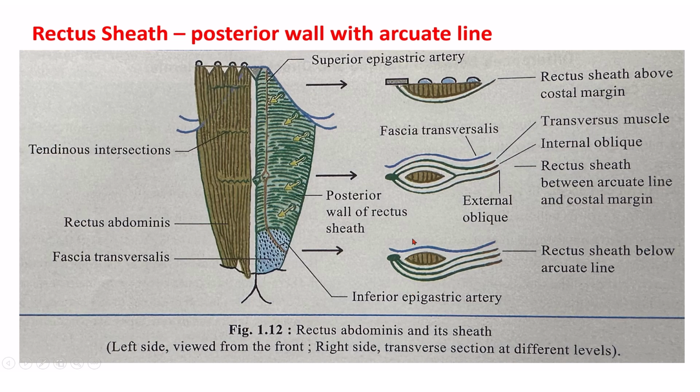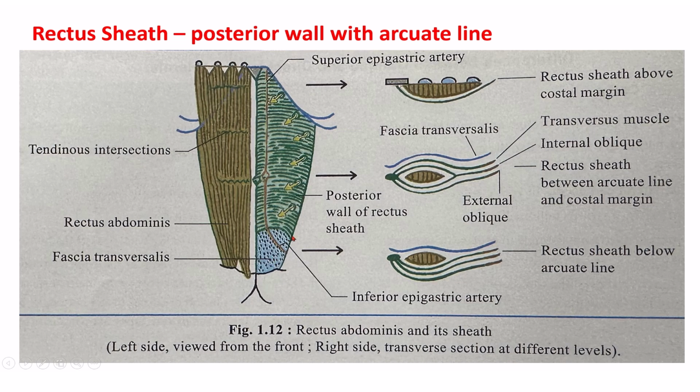So when you come to the area below the arcuate line, you can see posteriorly there is no aponeurosis passing, it is only the fascia transversalis, but anteriorly you can see the aponeurosis of the transverse abdominis, internal oblique, and external oblique. All the three make the thickest part of the anterior wall of the rectus sheath.